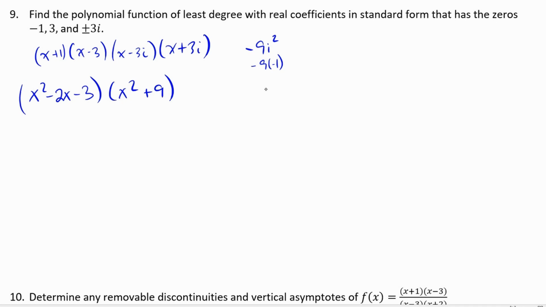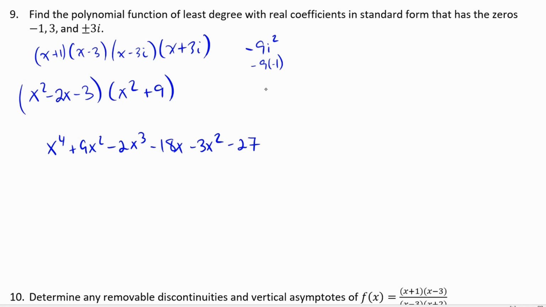Now I have to sit here and multiply all of this out. So you don't want to make a mistake here. You really want to just focus on multiplying everything correctly. So x squared times x squared, that gets me x to the fourth. X squared times 9, that gets me plus 9x squared. Negative 2x times x squared is negative 2x cubed. And negative 2x times 9 is negative 18x. And then negative 3 times x squared is minus 3x squared. And then negative 3 times 9 is negative 27.